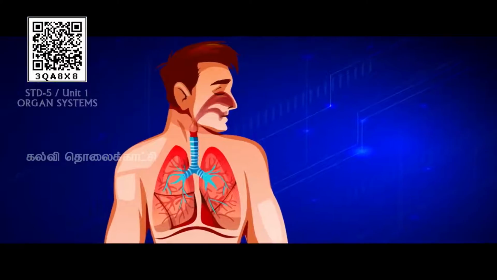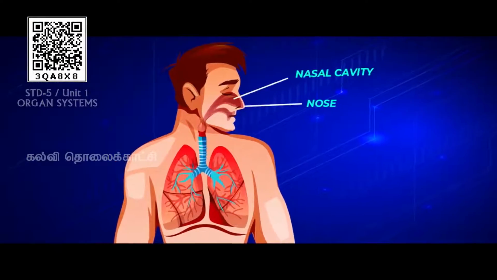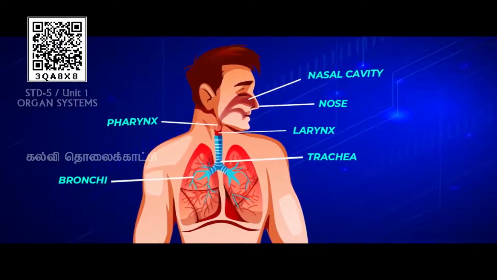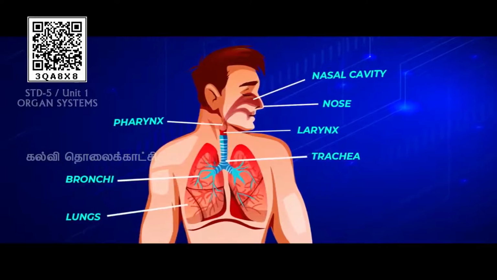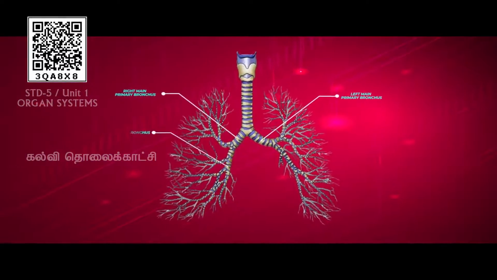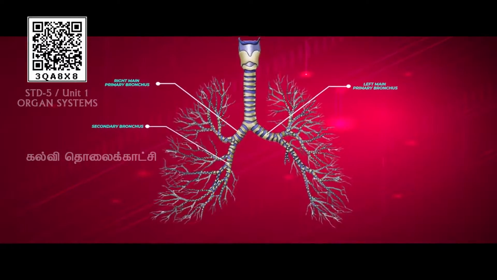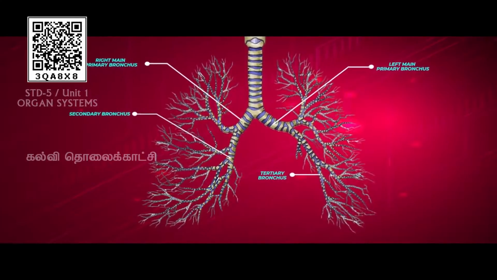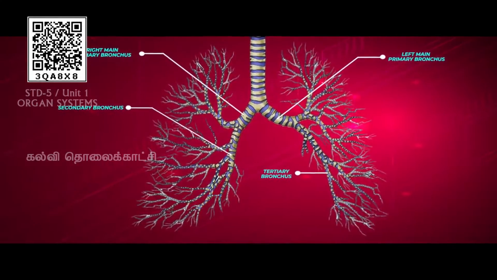So, the air enters through the nostrils and it reaches the nasal cavity and it passes through the pharynx and the pharynx opens into the lung and the air reaches the trachea. This is the windpipe and the last end of the trachea is split into two bronchi and the bronchi are further divided into bronchioles. At the end, the bronchioles are further divided and reach the alveoli. The diaphragm is the largest muscle in our body.